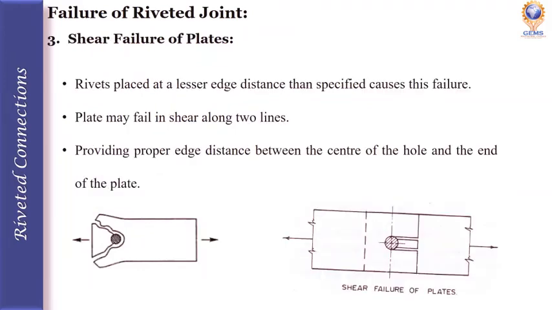Third one, shear failure of plates. When the rivet is placed at a lesser edge distance than specified, it causes this failure. The plate may fail in shear along two lines. This can be checked by providing proper edge distance between the center of the hole and the end of the plate as specified by IS 800. The diagram shows how the plate failed by the shear stress.